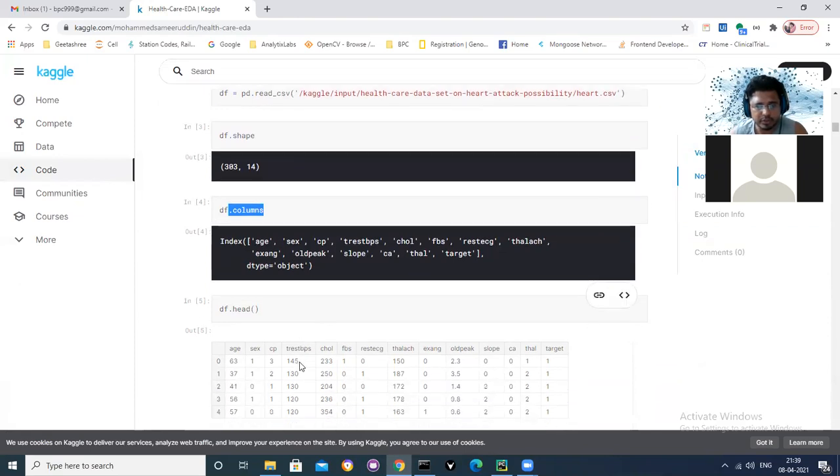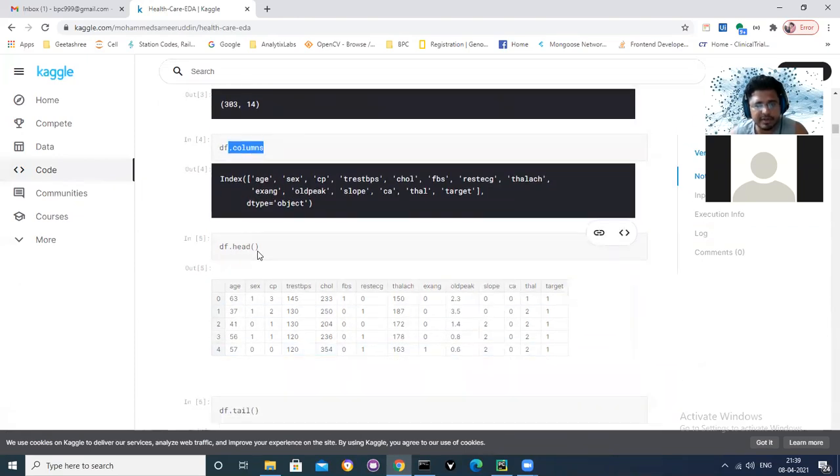Anything I can do. Okay, that dot head, if I do, then it gives me a nice tabular structure. But if I do dot columns, then it gives me a list. Now question is, what should I use? If I am doing coding, then I will use this, because it becomes easy for me to parse it, because it is a list, right? I can do 0, 1, 2, 3 positions, and I can see the column names.